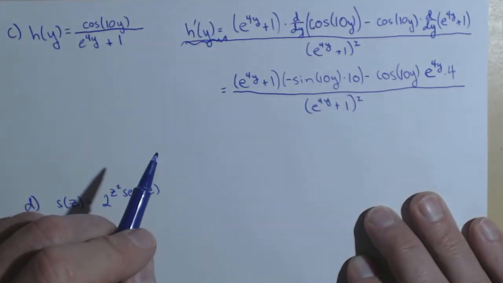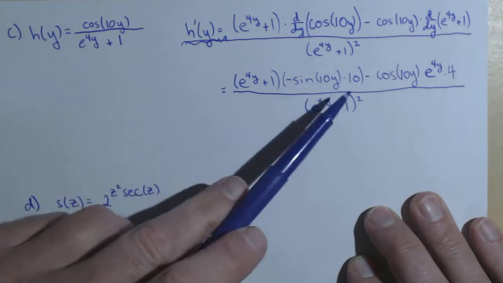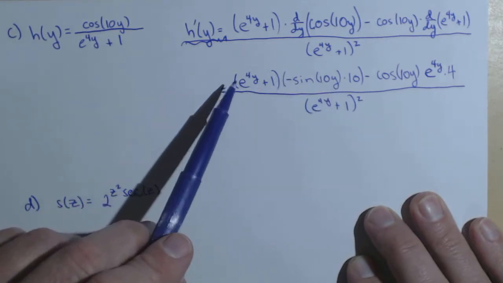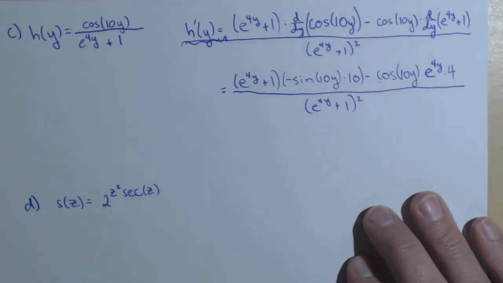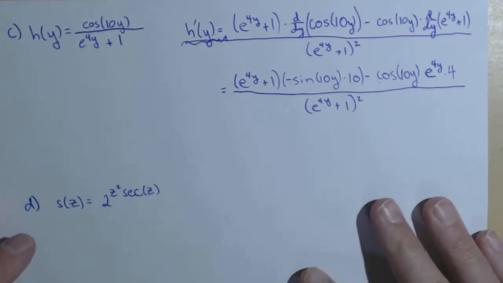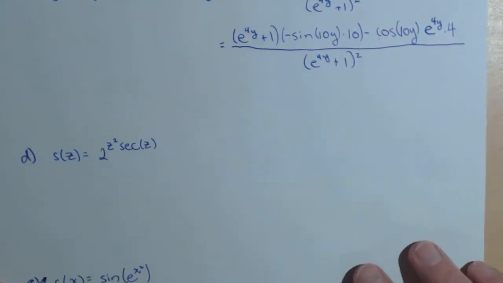There's not going to be much simplifying we can do in this. If we wanted to write the negative 10 out front here, we could. If we wanted to write the 4 out front here, we could. But we found the derivative, and it's not going to get a whole lot prettier regardless of what we do. So we'll just go ahead and leave it. Let's go on to the next one.